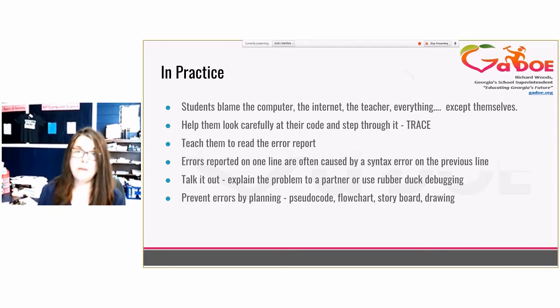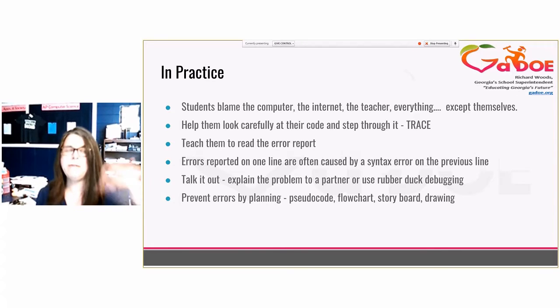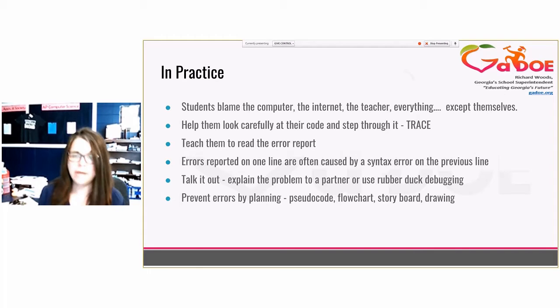Teach the kids to look at the errors. Read the errors. Most of the time the error report will tell you what the bug is. Now, there are many instances where the line that's reported in the error report will be after where the error was. So maybe if I leave a semicolon off on line 9, I might get an error on line 10. So you'll get used to that, and teach the students to look for those kinds of things. It might be reporting on one line, but the error is caused by a problem on the previous line.